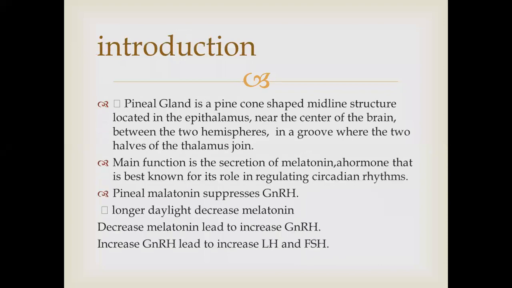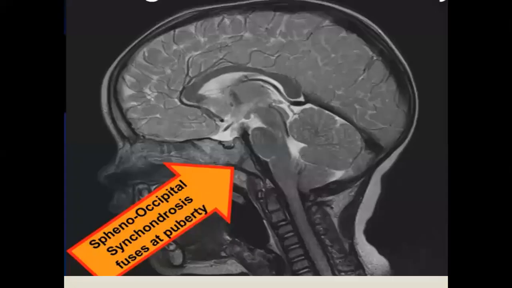The pineal gland is a pine cone shaped midline structure located in the epithalamus region near the center of the brain, between the two hemispheres, in a groove where the two halves of the thalamus join. Its main function is the secretion of melatonin, a hormone best known for its role in regulating circadian rhythm. Pineal melatonin suppresses gonadotrophin releasing hormone. Longer daylight decreases melatonin. Decreased melatonin leads to an increase in gonadotrophin releasing hormone. Increased levels of this hormone lead to an increase in luteinizing hormone and follicle stimulating hormone.